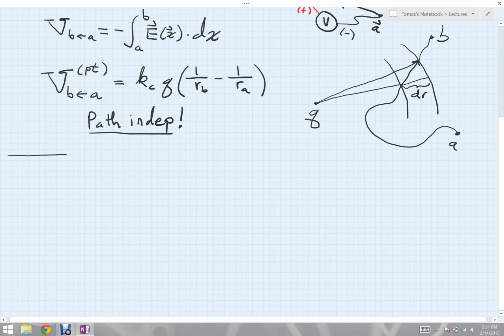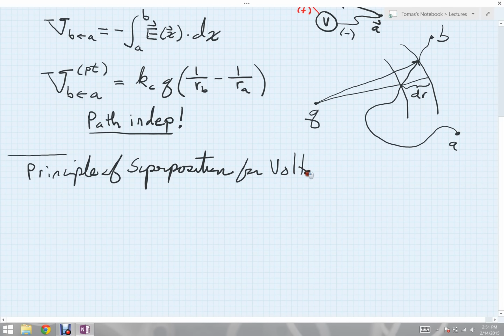So let's now consider the principle of superposition for voltages. The basic idea is actually to build upon the principle of superposition for electric fields. And it goes something like this.